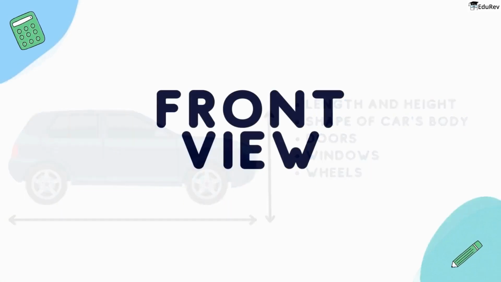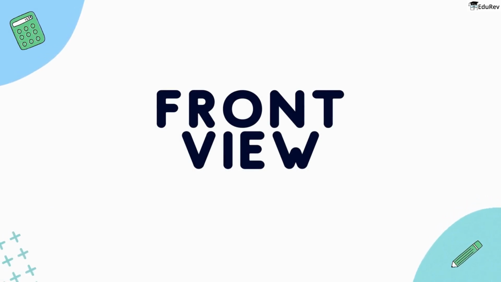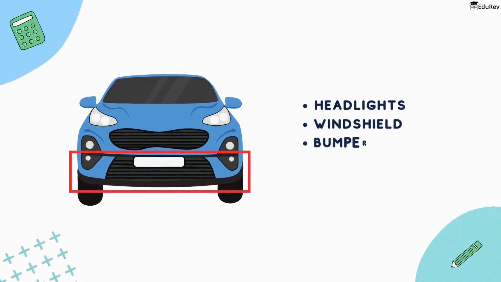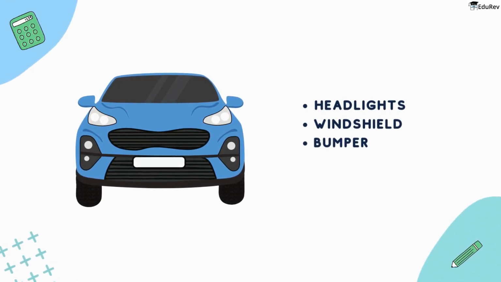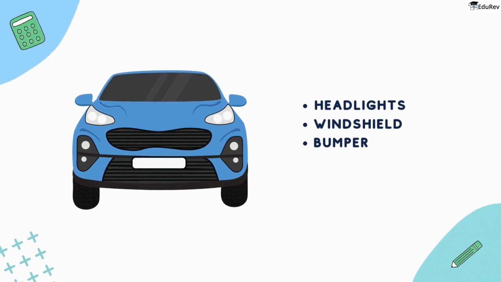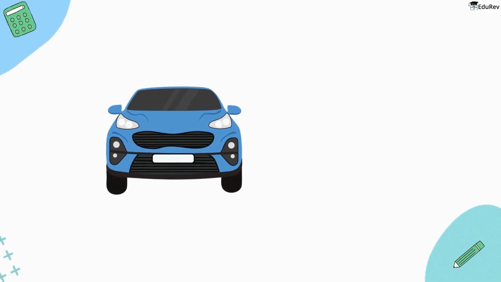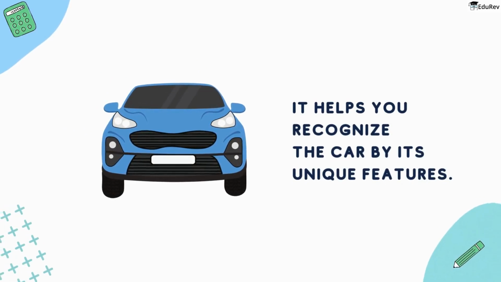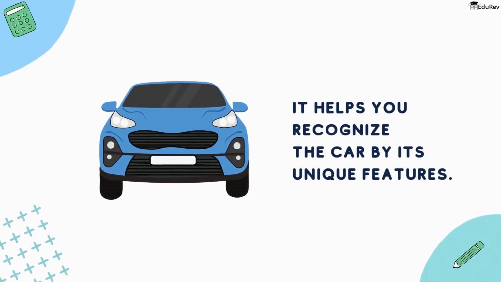Now, let's move on to the front view. We can see the headlights, the windshield, and the bumper ready to protect the car in case of a bump. It's like looking into the car's face. It helps you recognize the car by its unique features. This is the front view.